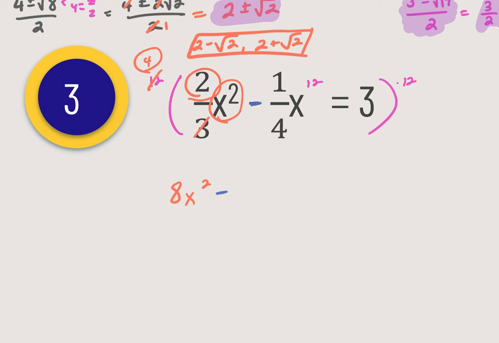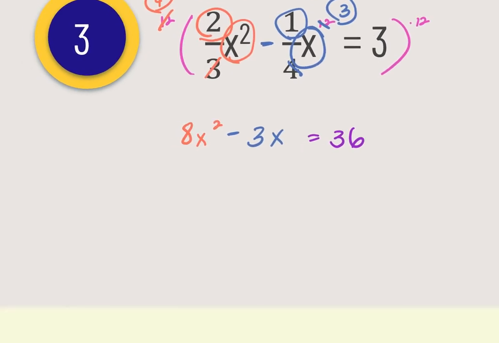Minus comes from here. 4 goes into 12 3 times. 1 times 3 times x would be 3x. Equals 36. Then what? Good. Got to get it equal to 0. So I'm going to subtract the 36. 8x squared minus 3x minus 36 equals 0. My A is 8. My B is negative 3. C is negative 36.